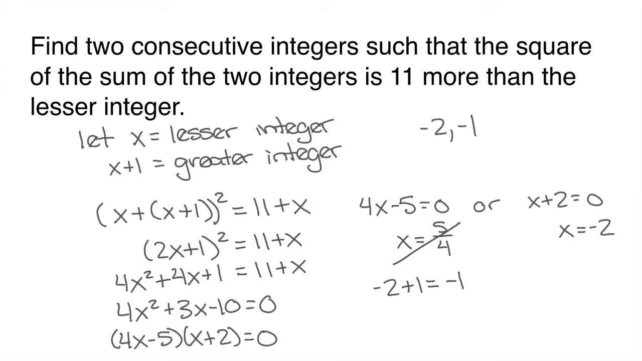We can check that this is the case. We have two consecutive integers, and the square of the sum of the two integers, so let's find that. -2 plus -1 is -3. -3 squared is 9. So that 9 is 11 more than the lesser integer. The lesser integer is -2. When we add 11 to -2, we do get 9, and so the conditions are met, and our two integers are correct, -2 and -1.